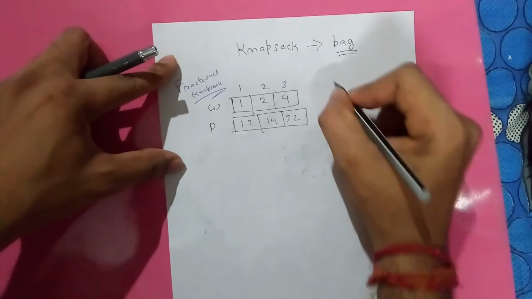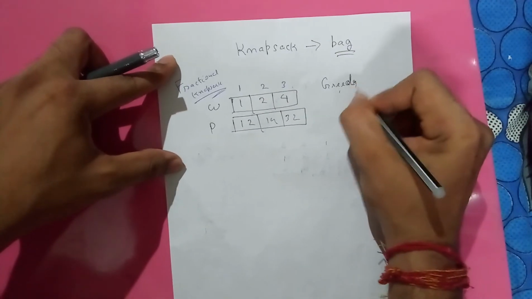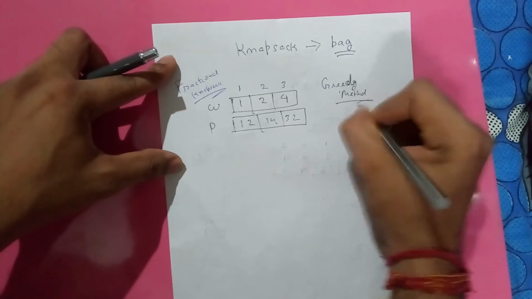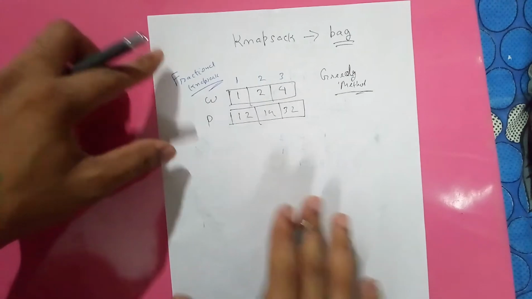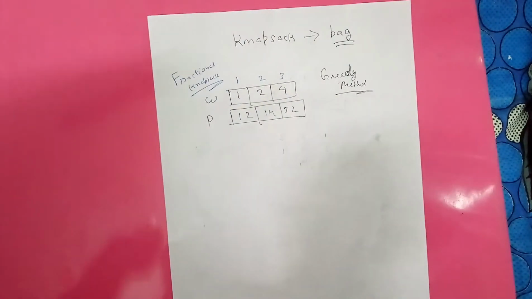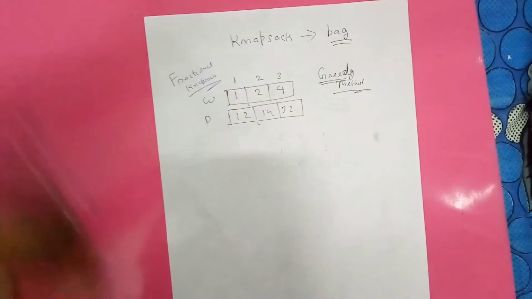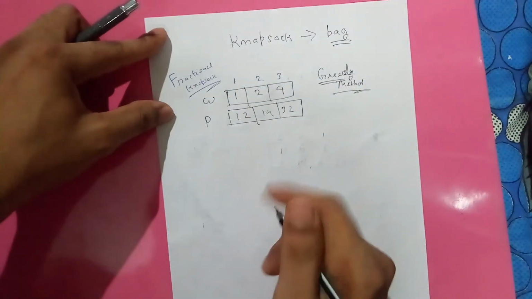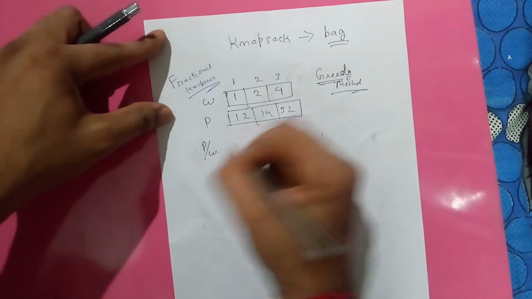So I am applying the greedy method first. I am not going into depth on what a greedy method is. It just means that whatever item gives you the maximum profit, take it. The name only suggests that it is greedy. So for this, we need to calculate the profit to weight ratio.